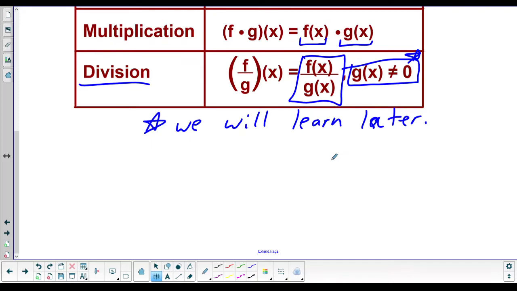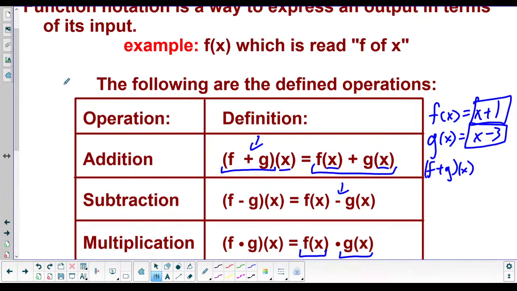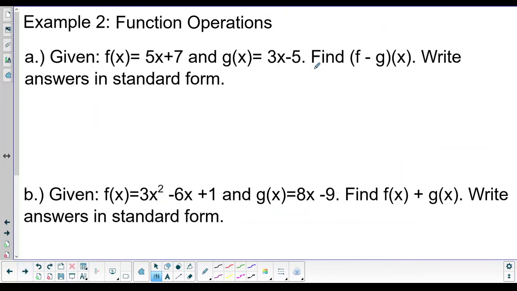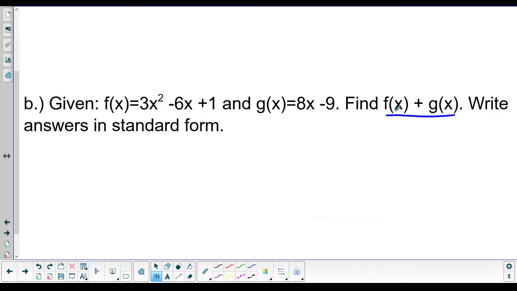So now that I'm done reading this slide to you and just giving you a bunch of definitions that don't mean anything to you, let's go look at some examples to kind of solidify our ideas. All right, let's start with this adding problem, and then we'll come back to the subtraction problem.